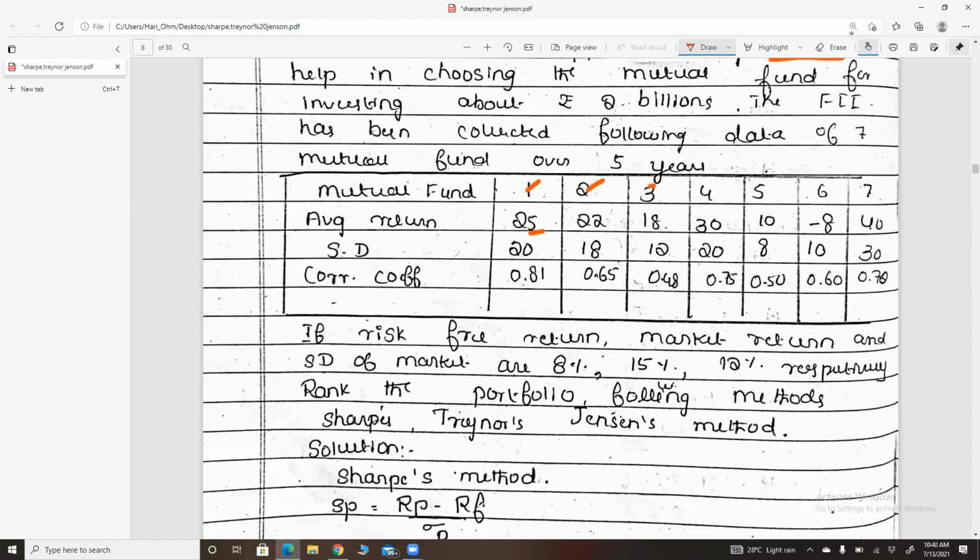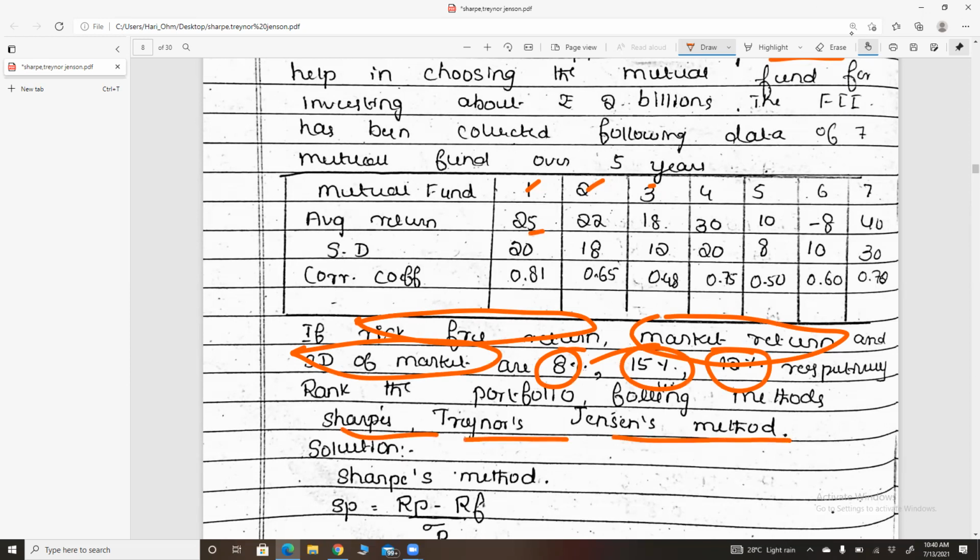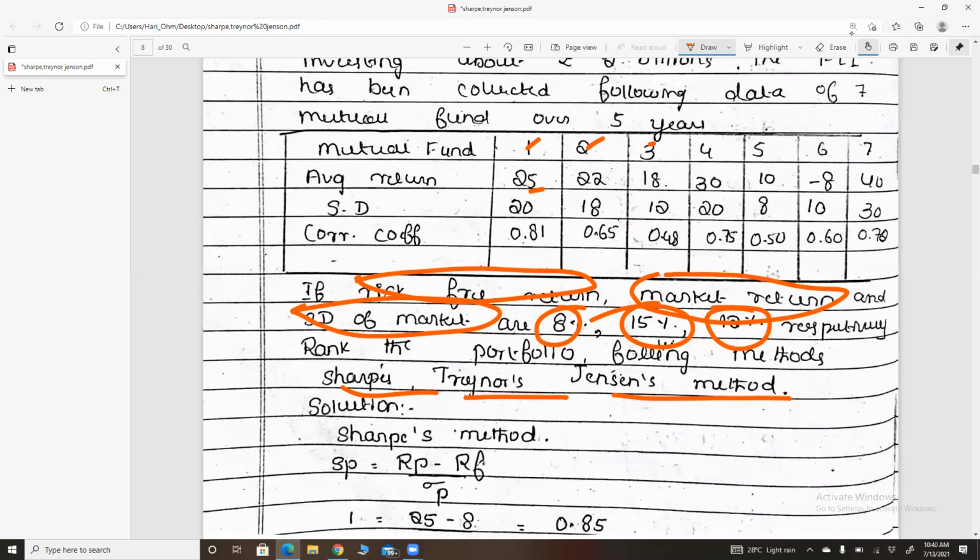If risk-free return, market return and standard deviation of market are 8%, 15%, and 12% respectively, it means the risk-free rate is 8%, then market return is 15% and 12% is the standard deviation of the market. Rank the portfolios with the following methods, that is Sharpe's method, Treynor's method, and Jensen method. A similar type of problem.